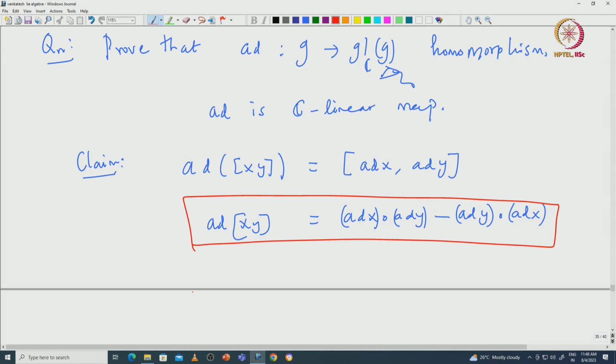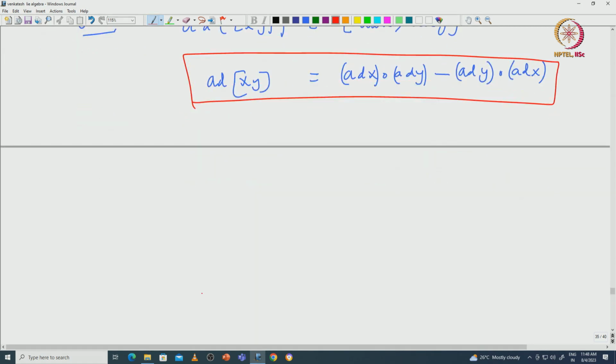So let us do it. Let us rewrite one by one. What is on the left hand side? On the left hand side you have ad of bracket x y defined on Z. Then what is it? It is nothing but bracket of bracket x y with Z.